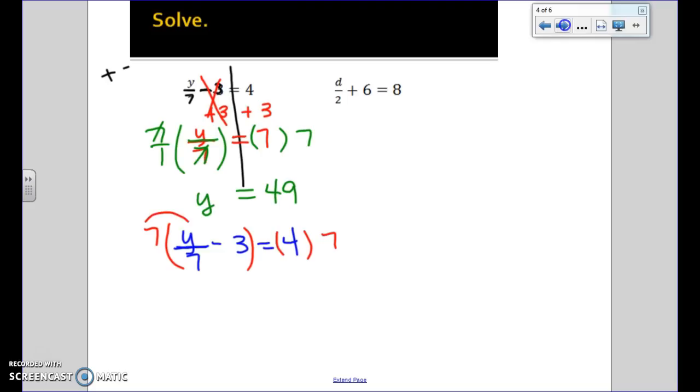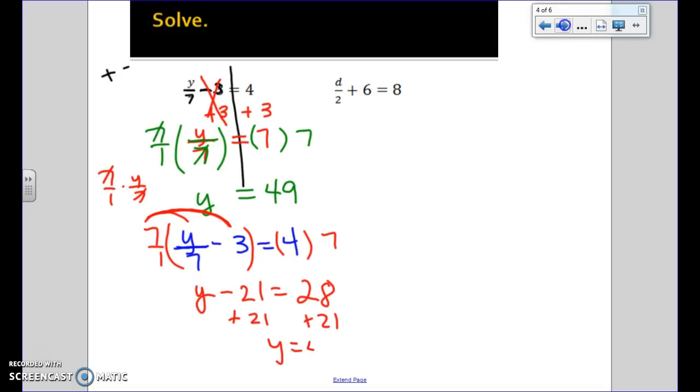And so it would be a distributive property. Again, the 7 over 1 times y over 7 would still get me the y, but then I would also have to take that 7 times minus 3, which would be minus 21, equals 28. And so if you want to try to avoid that distributive property, adding and subtracting is going to be the best way to do the problem.